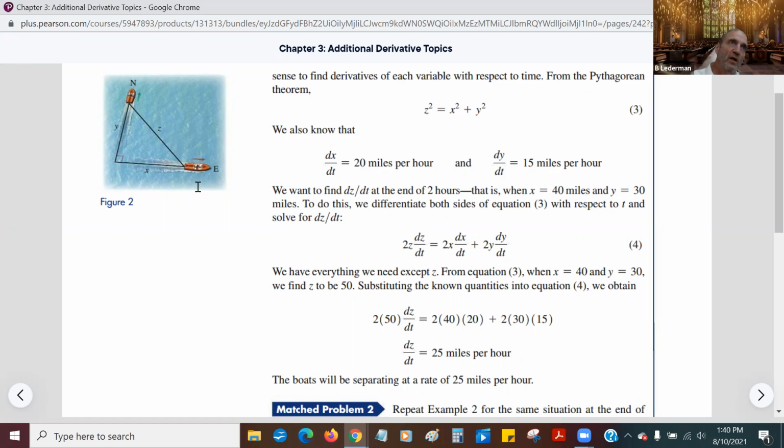I'm not saying the whole time. Surprisingly, it's not going to be 25 miles per hour the entire trip, but specifically at that point. See, these rates change. The rate of the rope is going to change as the position of the boats changes, and that's the way it is. That's why you need calculus altogether. Otherwise, it would just be an algebra problem.